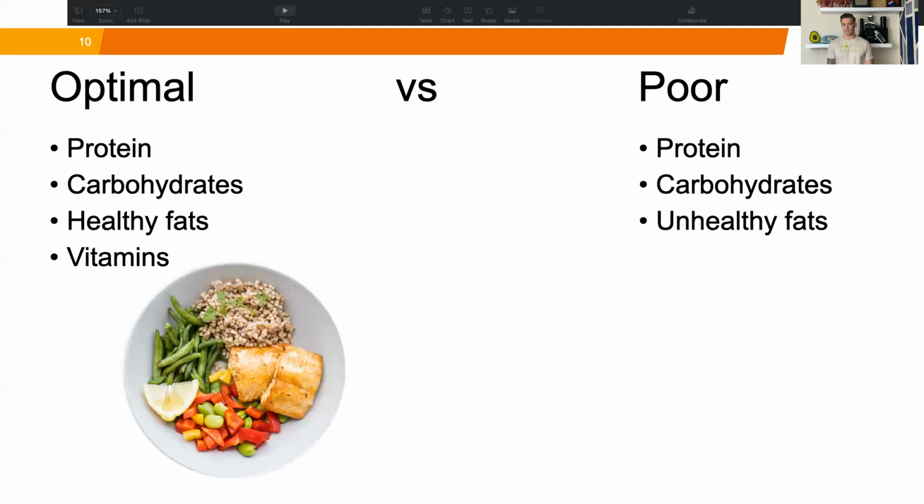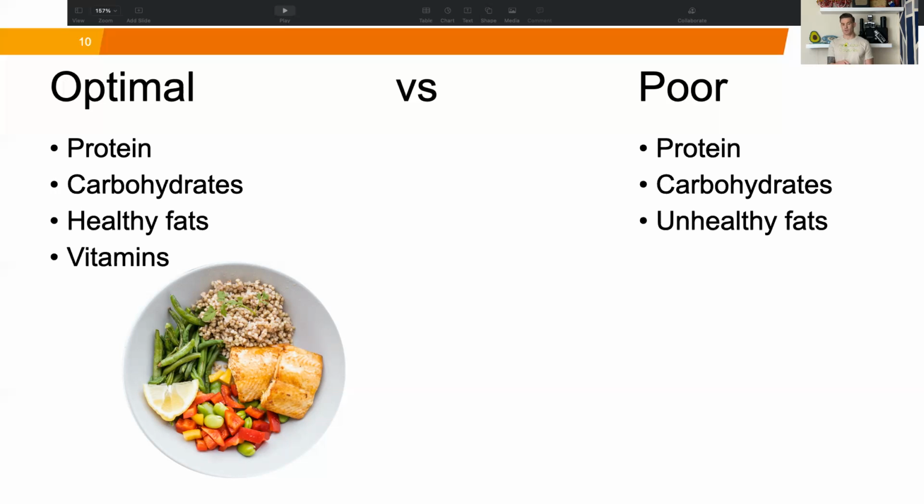So what's that look like then? There. Optimal. Nice bit of salmon. It's got a lot of protein in it. It's full of healthy omega-3 fats. You've got the grains there, which are going to provide you with a nice level of carbohydrates and fiber. You've got your vegetables and your beans and all the goodness.